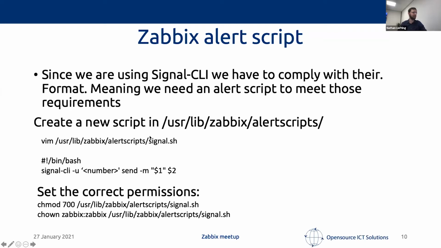So we're creating this new file, signal.sh, in the correct folder with just 2 lines of code: the bin bash and the actual Signal-CLI command. It's very easy. We give up the Signal-CLI, we specify the phone number that we're using, and we'll use 2 variables that we can use later on in our Zabbix frontend to make sure that we are sending it to the correct person. Set up the correct permissions for this script, and you should be able to use it within your Zabbix server.